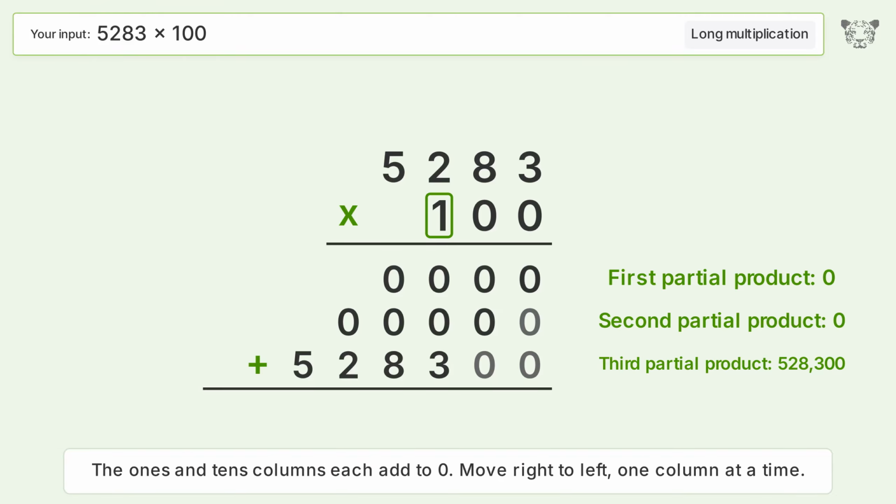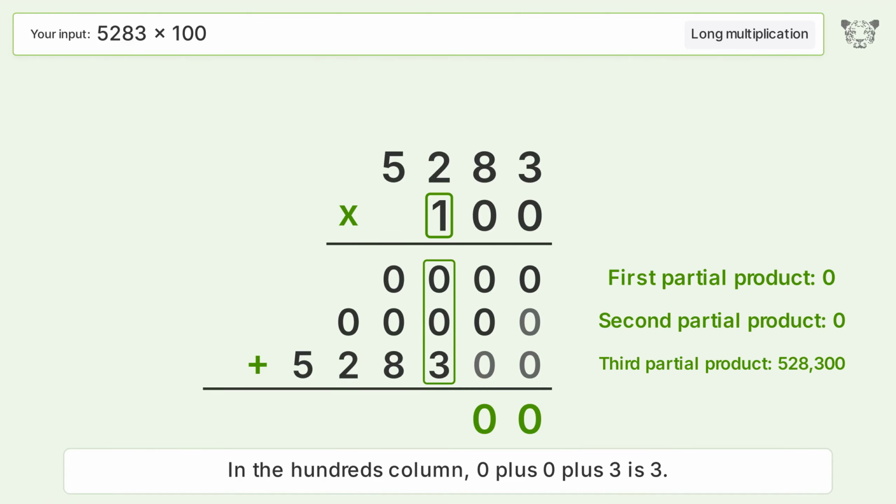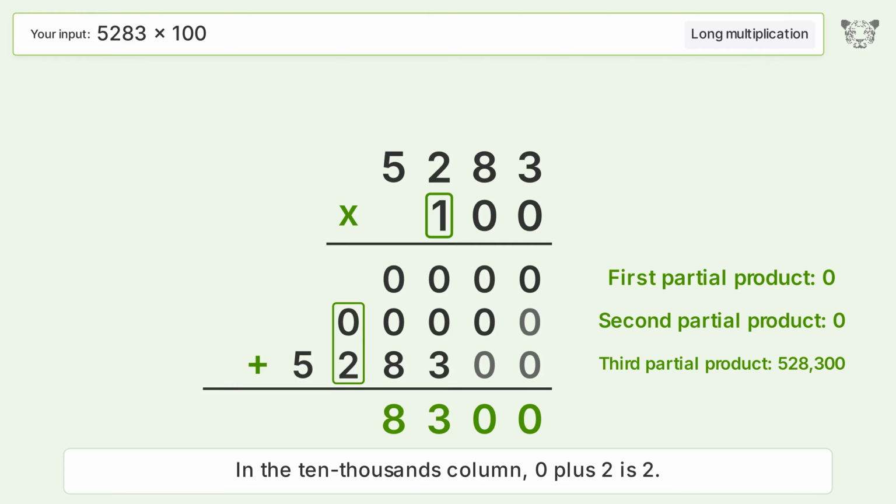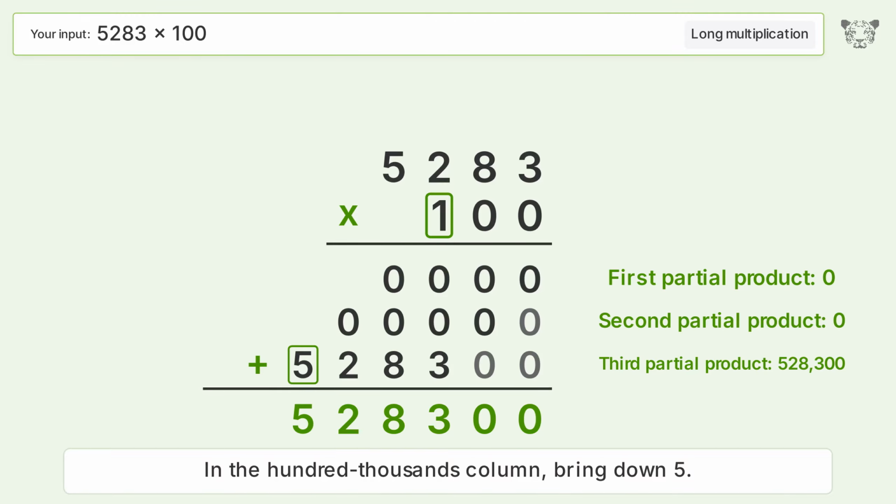The ones and tens columns each add to 0. Move right to left, one column at a time. In the hundreds column, 0 plus 3 is 3. In the thousands column, 0 plus 8 is 8. In the ten thousands column, 0 plus 2 is 2. In the hundred thousands column, bring down 5.